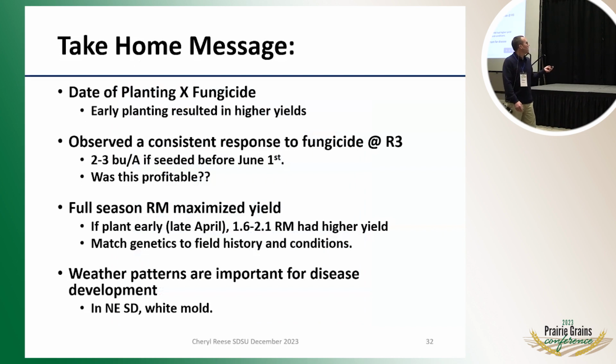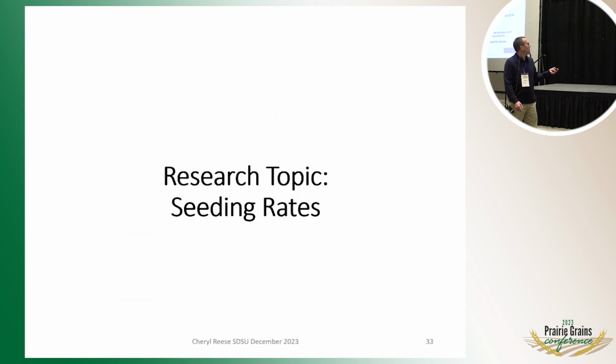So the take-home message is the date of planting by fungicide. Yeah, earlier planting we saw some higher yields, but we observed that 2 to 3 bushel per acre on fungicides. It says before June 1st, but say more like mid-May, because we really didn't see that with the early planted soybeans. So it might be another incentive to consider planting soybeans early. So the full season relative maturity maximized yield if planted in late April. So really that's about it for that one.